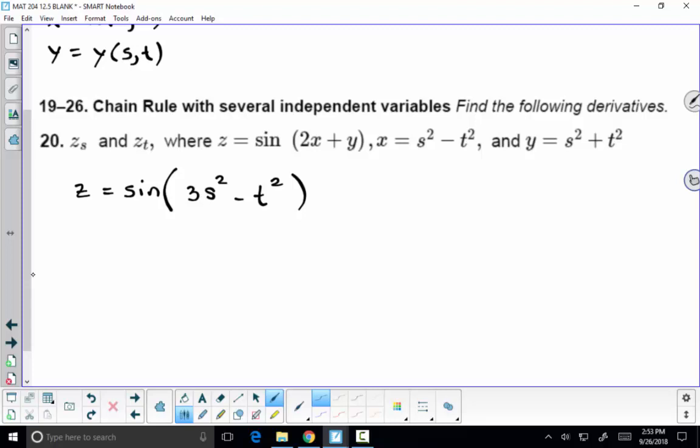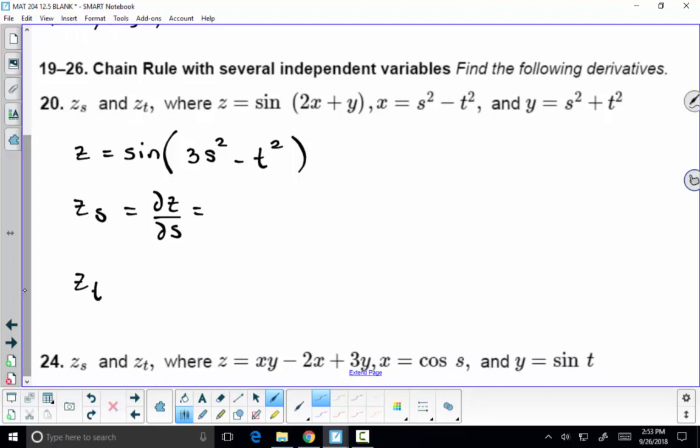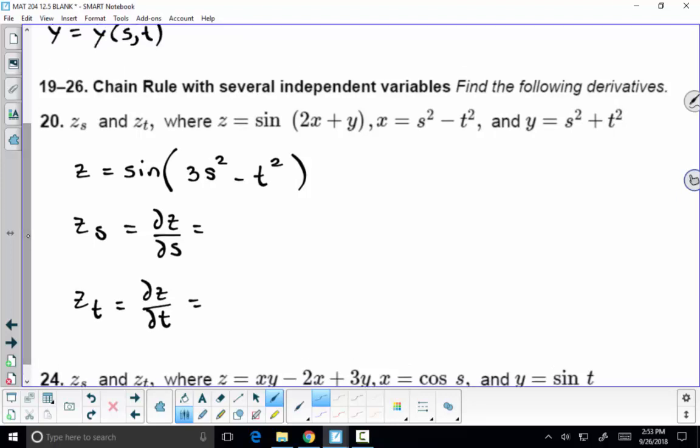And that makes sense to then ask what is z sub s, which you could write as the partial of z with respect to s. It also makes sense to ask about z sub t, which you could write as the partial of z with respect to t. Okay, so cosine of the same inside, the same angle, multiplied by the partial of the inside with respect to s. 6s. So that is partial of z with respect to s.